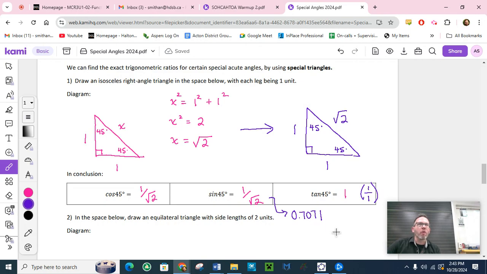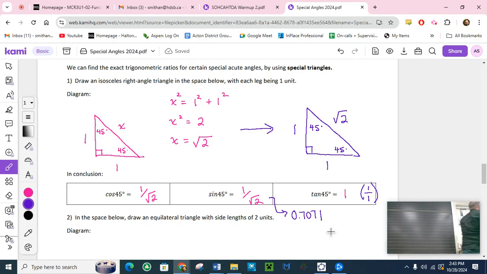What do you get when you do sine 45? You get the same value? You should, right? Because it all fits together. All right, but now we have this nice exact value. Anything you guys want to chat about?